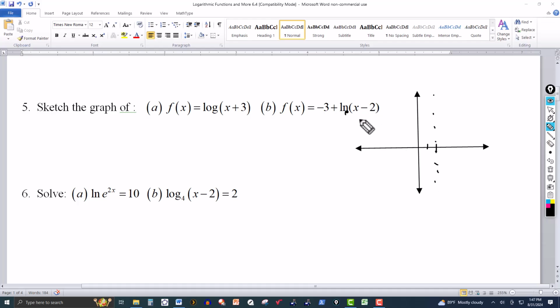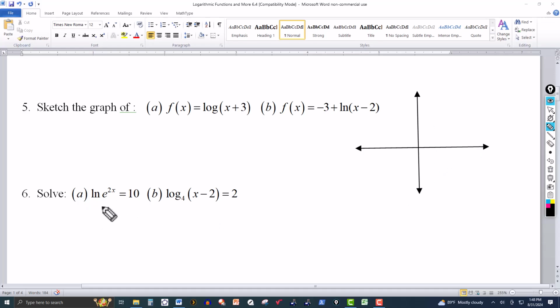And instead of passing through the point 1, 0, now this is, if this is 3, 3 minus 2 is 1, log of 1 is 0, so it passes through this point right here. And the -3 just moves it down 3 units. Somewhere over here. And this is going like that. And that's what the graph of that looks like. Clear this.